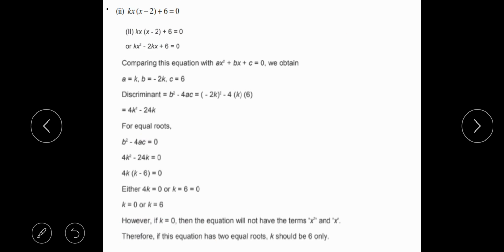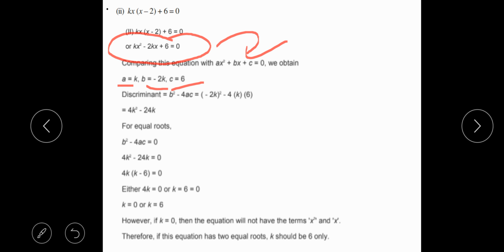Now, similarly for the next question. The next question is kx into (x minus 2) plus 6 equal to 0. Firstly, make it simpler by multiplying inside, and you will get kx square minus 2kx plus 6 equal to 0. Now again, comparing this equation with ax square plus bx plus c equal to 0, we get a equal to k, b equal to minus 2k, and c equal to 6.